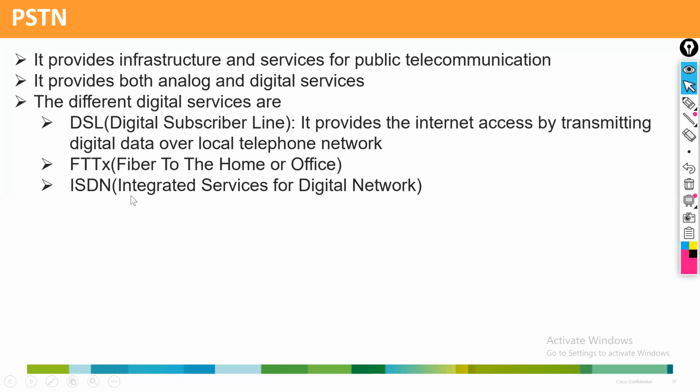ISDN stands for Integrated Services for Digital Network. In interviews, sometimes they'll ask what is PRI or what is ISDN. PRI is the primary rate interface. Then you have to explain T1, E1, and the differences between them. Even in the interview, they'll ask about what is ISDN.